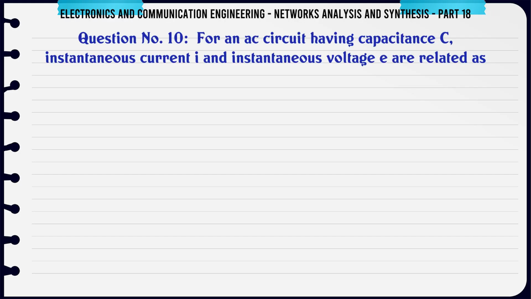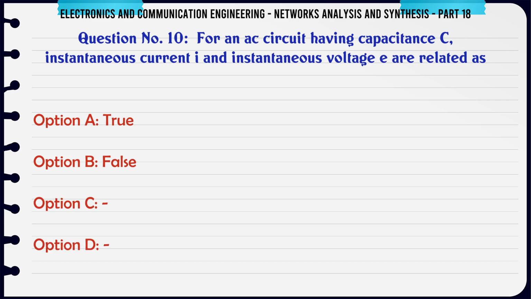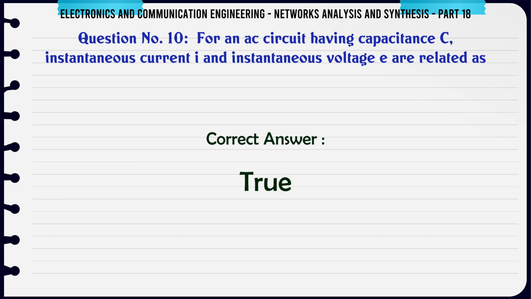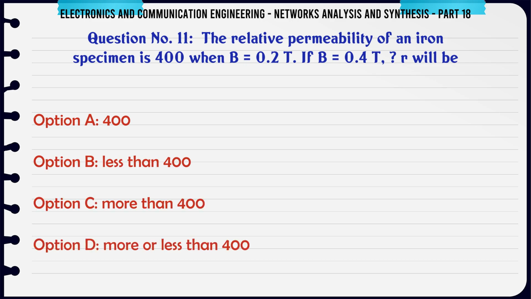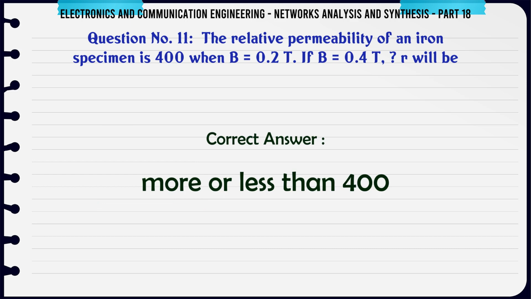For an AC circuit having capacitance C, instantaneous current i and instantaneous voltage e are related as A. True, B. False, C. D. The correct answer is true. The relative permeability of an iron specimen is 400 when B is 0.2 T. If B is 0.4 T, μr will be A. 400, B. less than 400, C. more than 400, D. more or less than 400. The correct answer is more or less than 400.